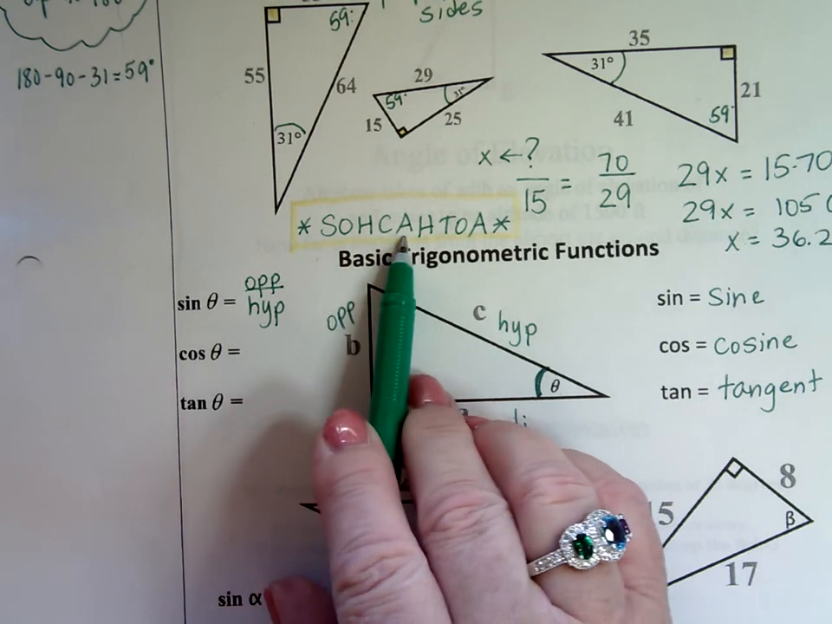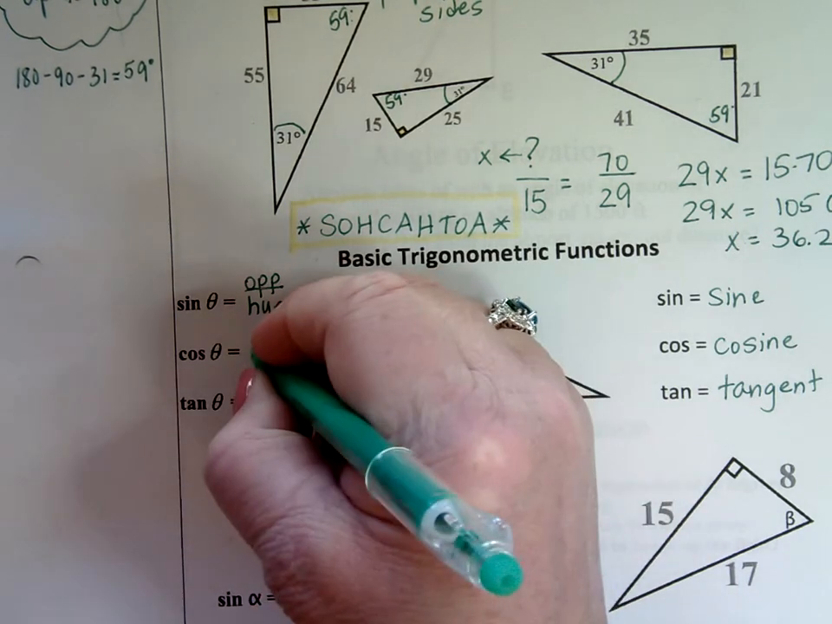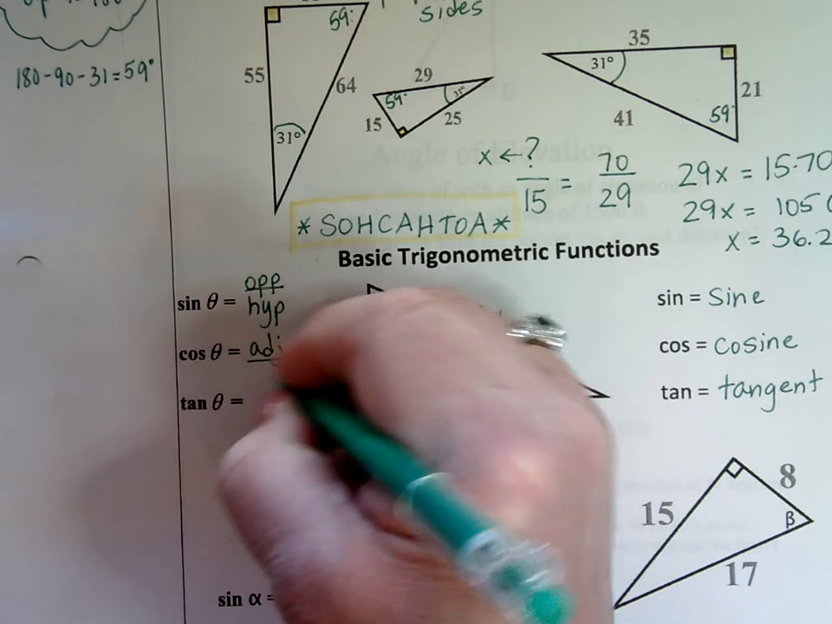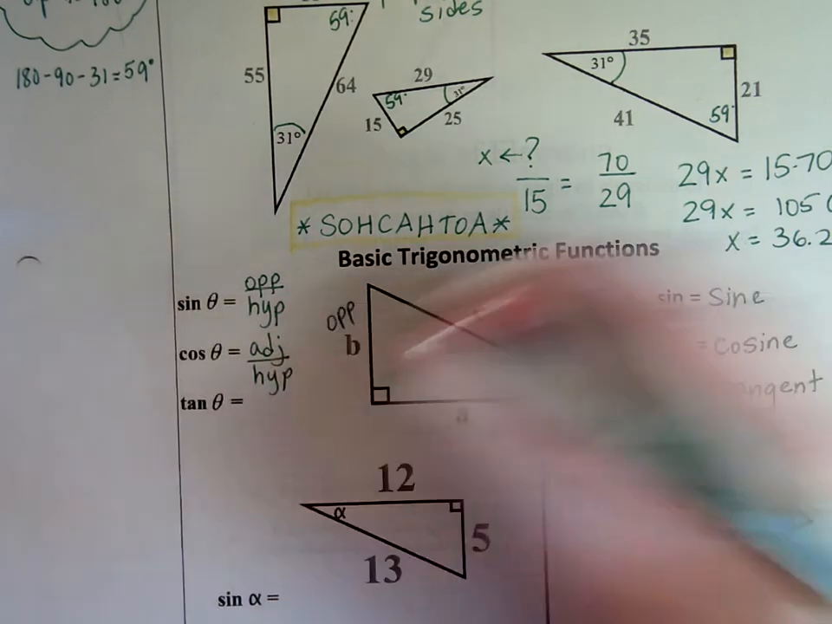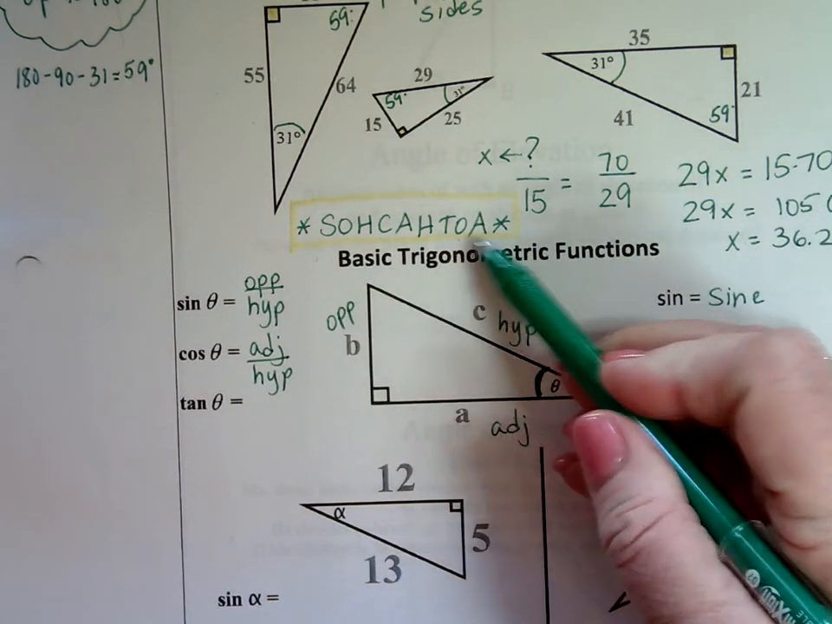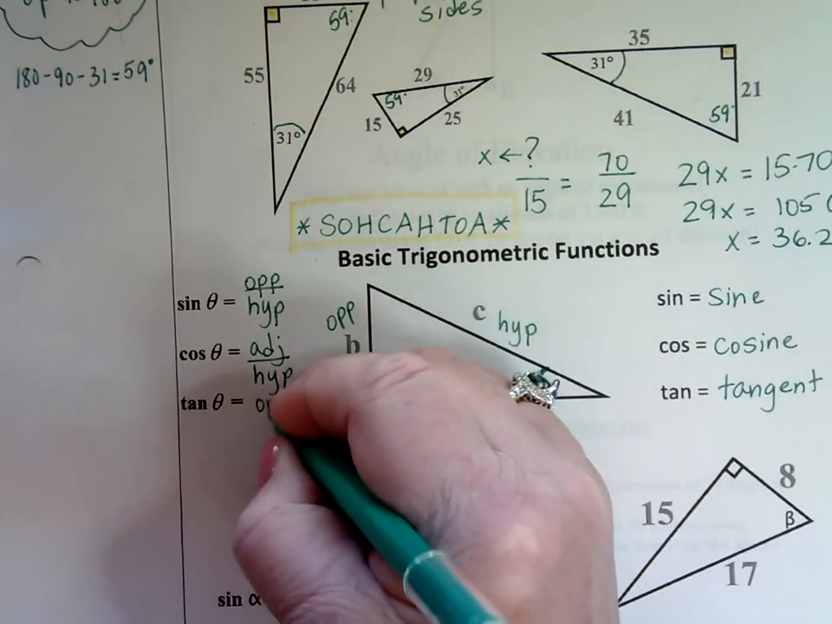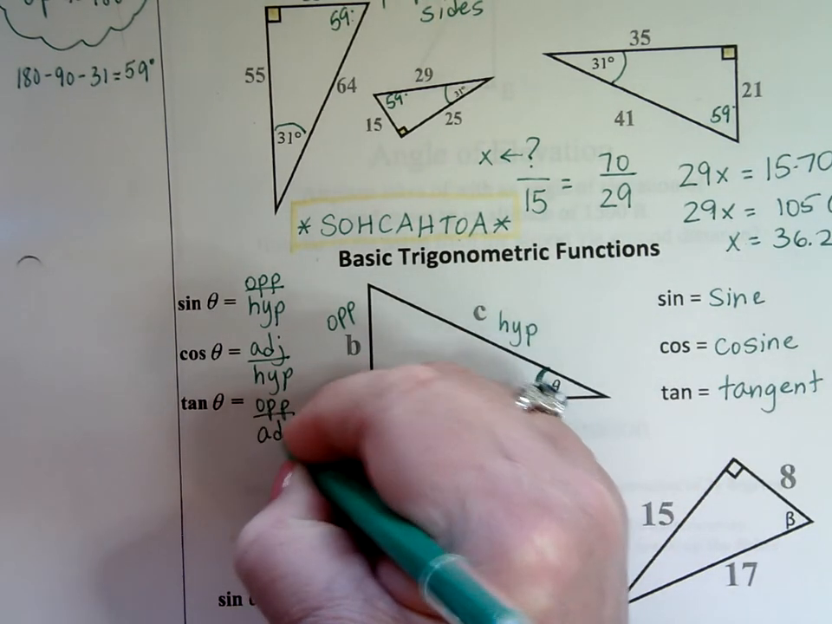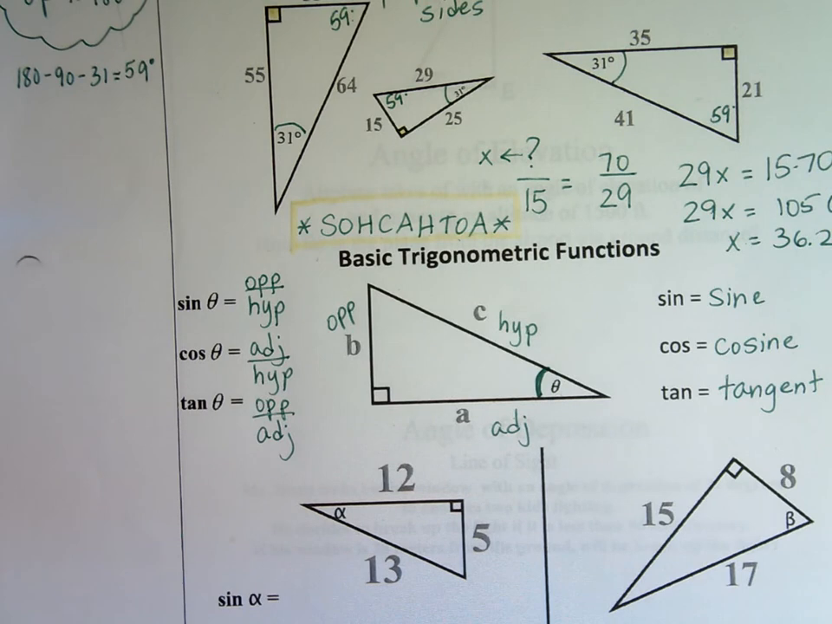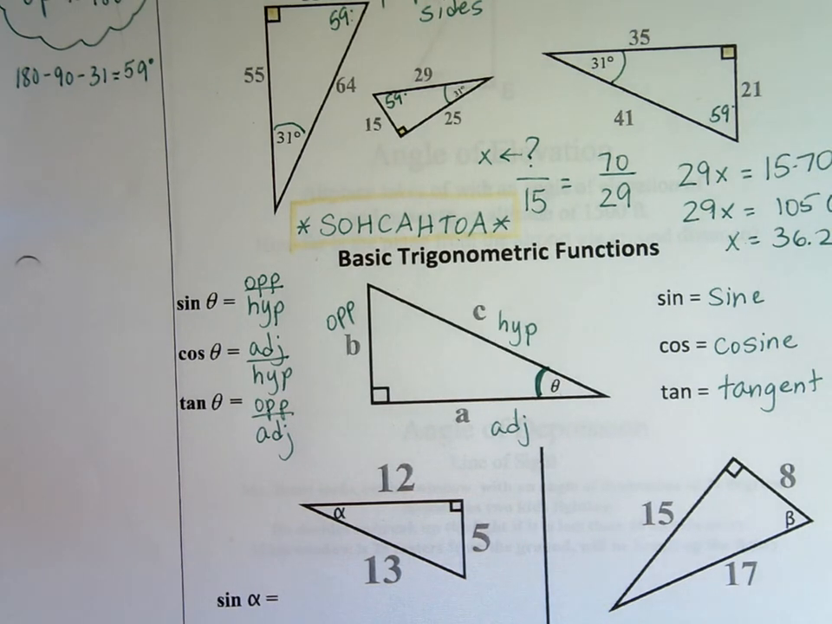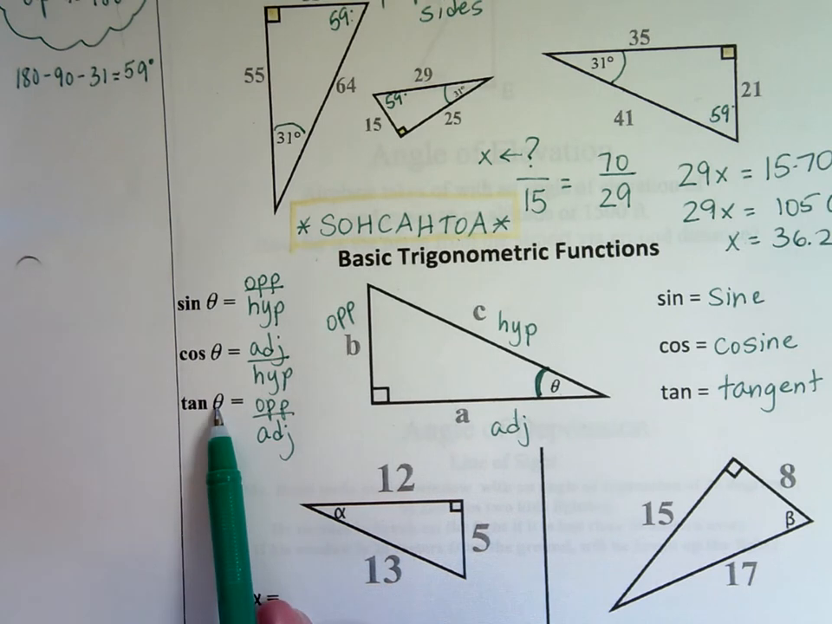Cosine is adjacent over hypotenuse. Take whatever the adjacent side is, put it over the hypotenuse. And tangent is opposite over adjacent. Now we're going to practice with these. This symbol is a theta. That's just a name that they gave the angle. We saw that back, I think, in section 8.1, where they did the same type of thing with thetas.